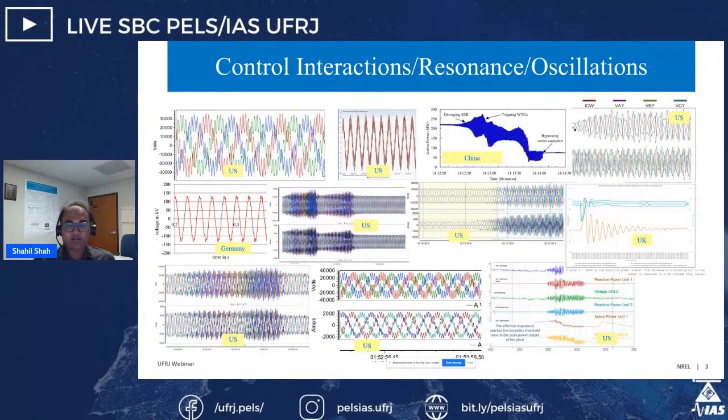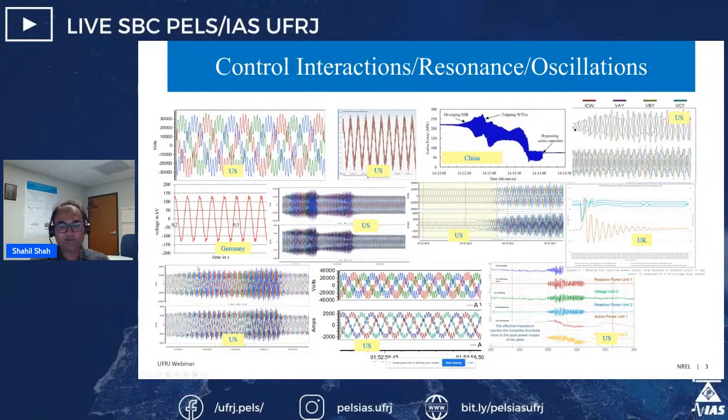The reason we are looking at these impedance scan tools is because of what you see on your screen. These are all real measurements. Some people call it control interactions, oscillations, resonance. Depending on the frequencies, sometimes we call them subsynchronous resonance, subsynchronous control interactions, or torsional interactions. But ultimately, these all are oscillations that you are seeing. They are a result of small signal instabilities, or the system being not able to hold steady at an operating point.